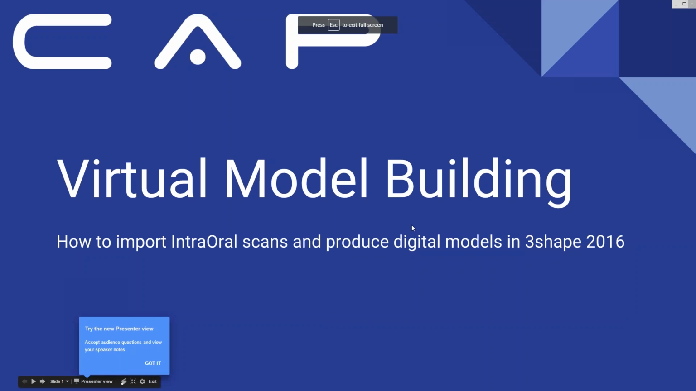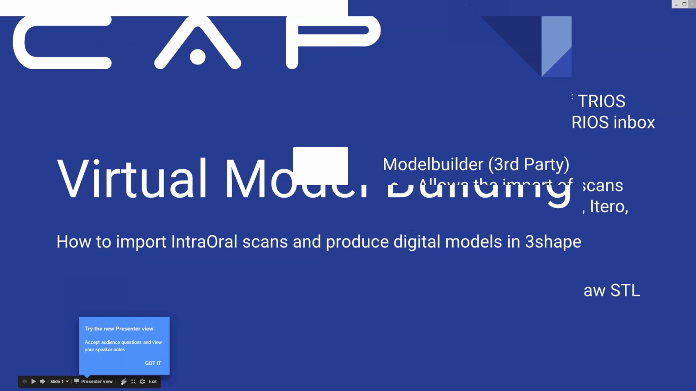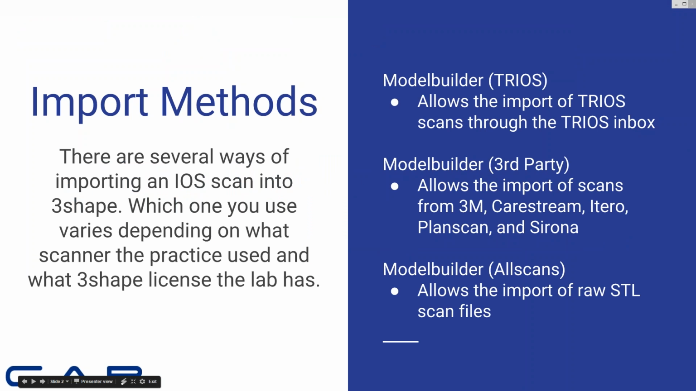So starting up, with 3Shape there are a bunch of different methods for importing cases, and it's all based on what licenses you have and where you're getting the cases from. So starting off, the first group is with practices that use the Trios system from 3Shape. For that, you'll have the Model Builder with Trios in parentheses for the license, and that'll let you import cases just from Trios practices into your Trios inbox.